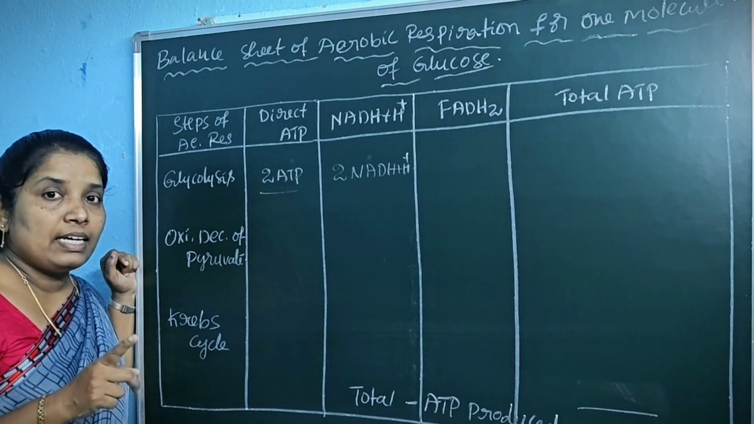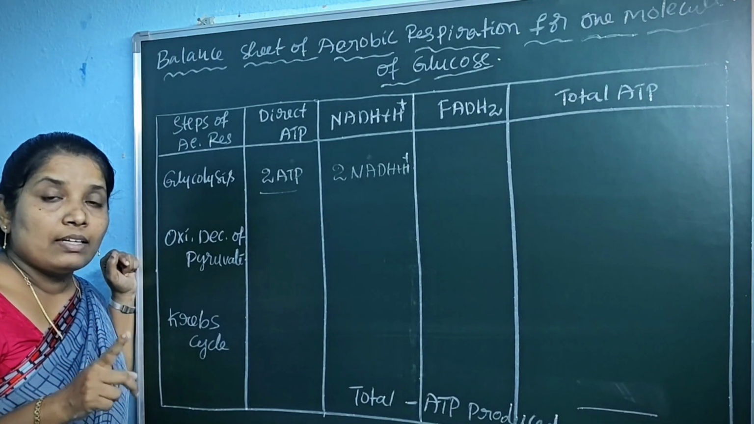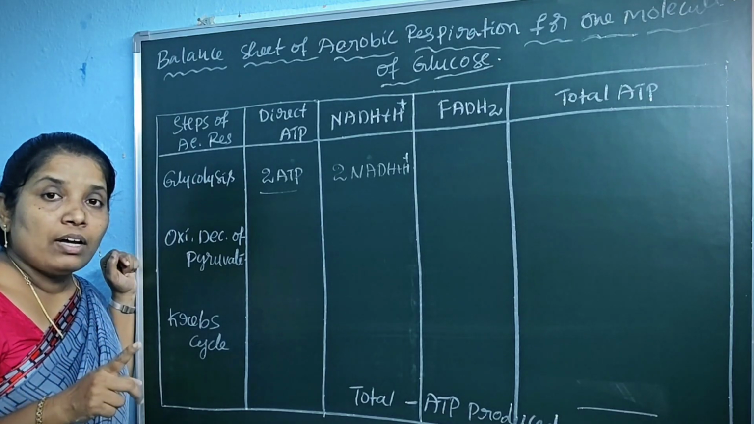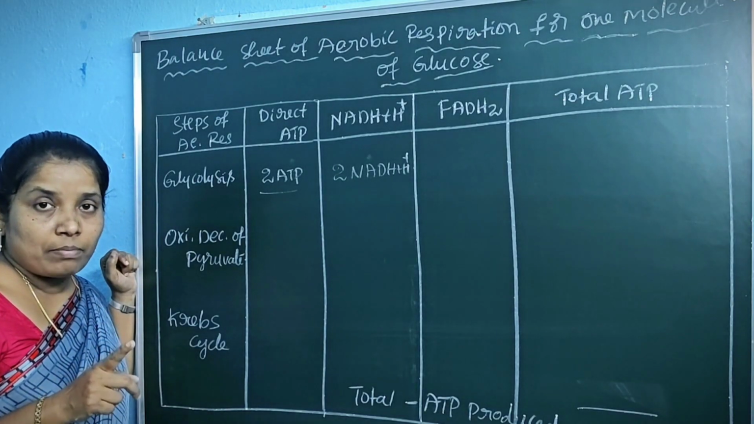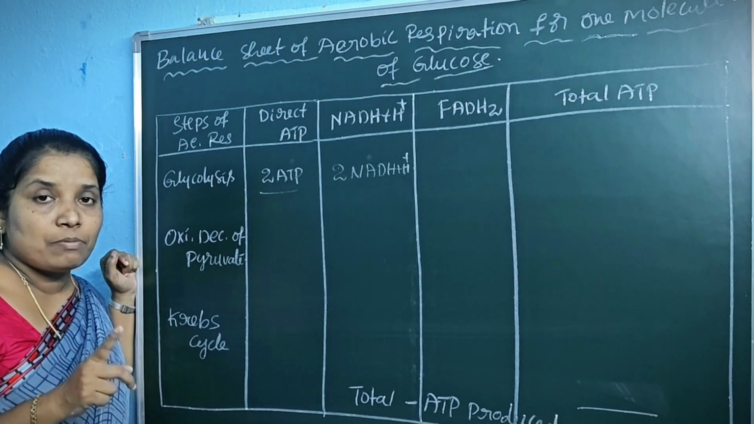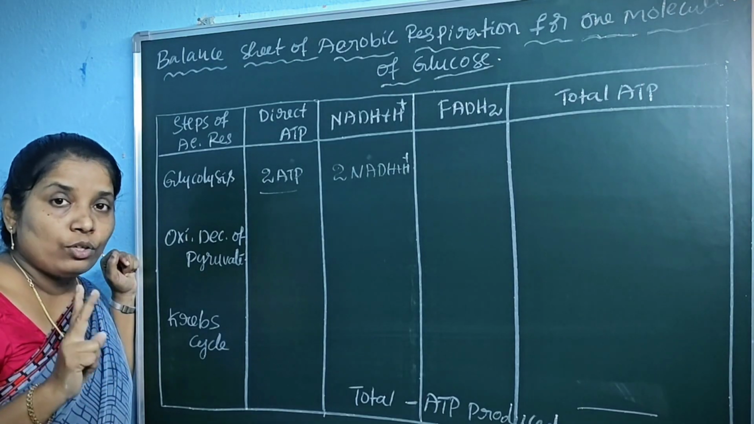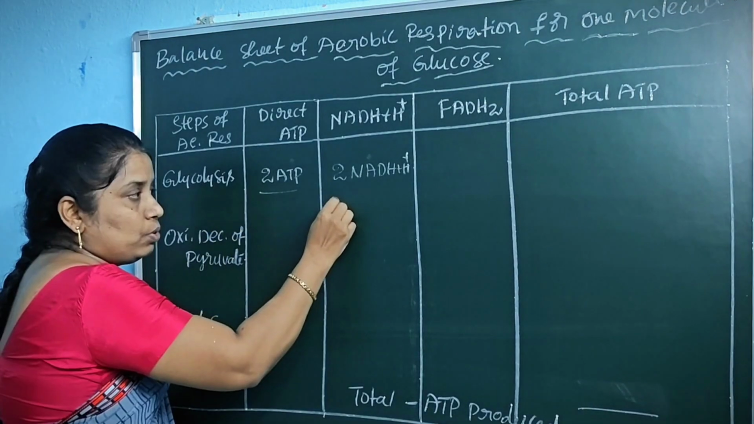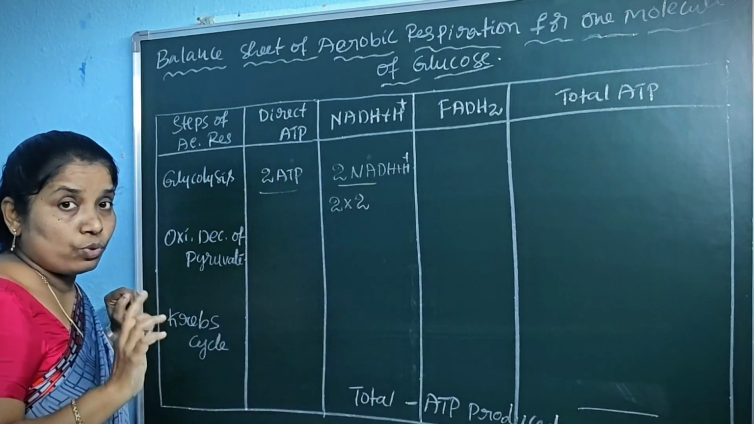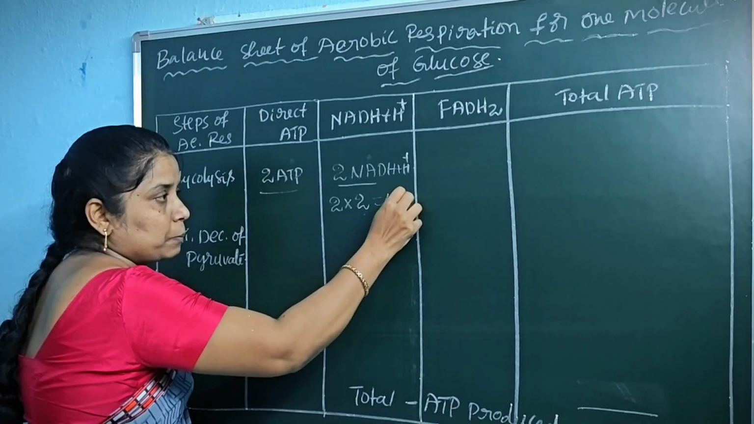They directly enter the electron transport chain, not by complex one. They enter through coenzyme Q, nothing but ubiquinone. That's why every NADH plus H plus produced in the cytoplasm will produce only 2 ATPs. So 2 into 2, 2 NADH can produce 2 ATPs each, that is equal to 4 ATPs.